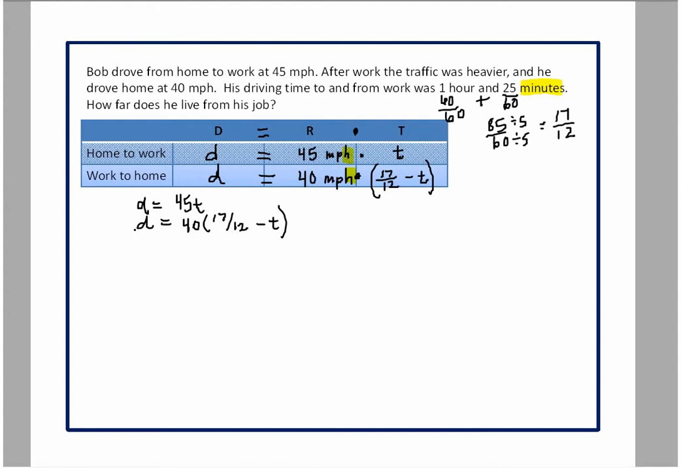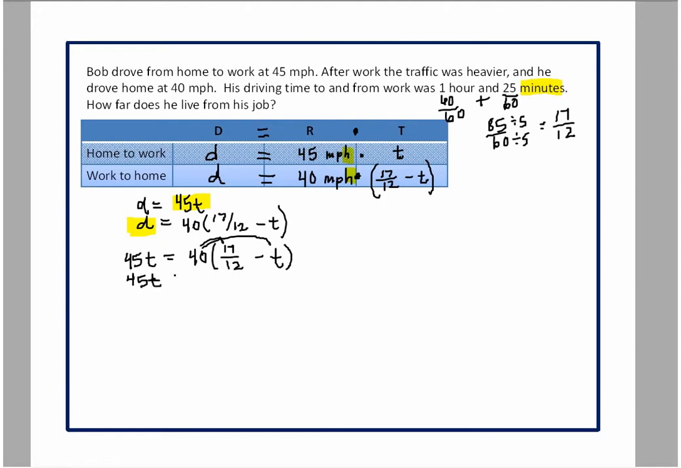Okay, now since they're both equal to d, we can use the substitution method and just replace this 45t in for this d in the second equation. Okay, so I can rewrite this to be 45t equals 40 times 17/12 minus t. Now let's simplify that by multiplying that in.